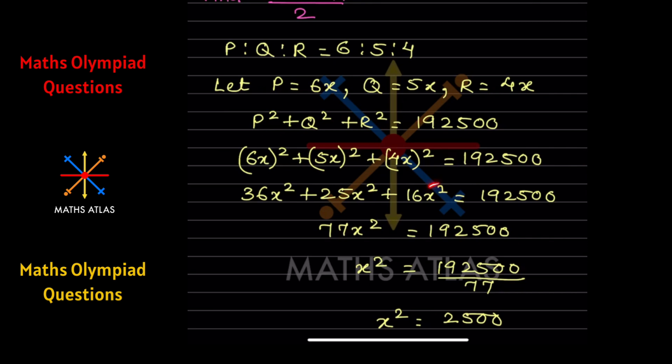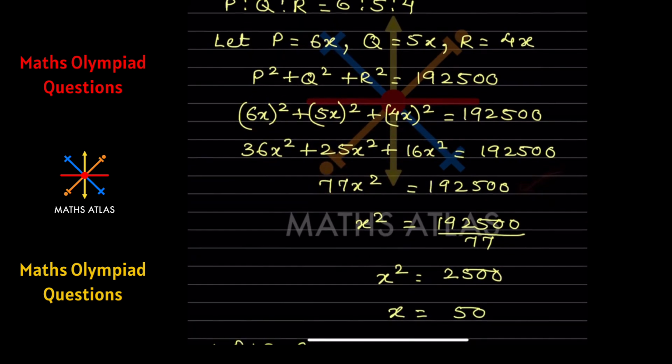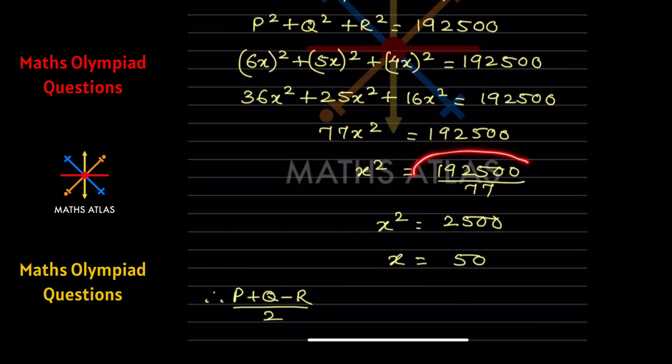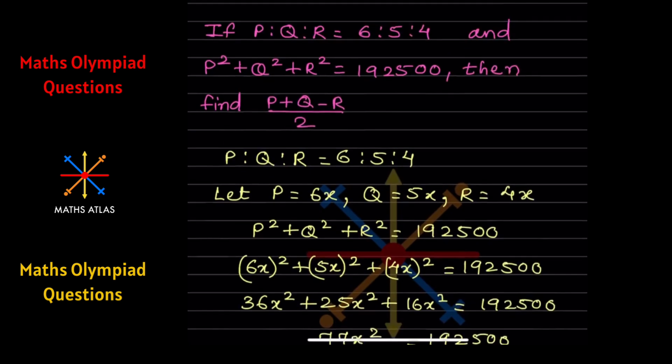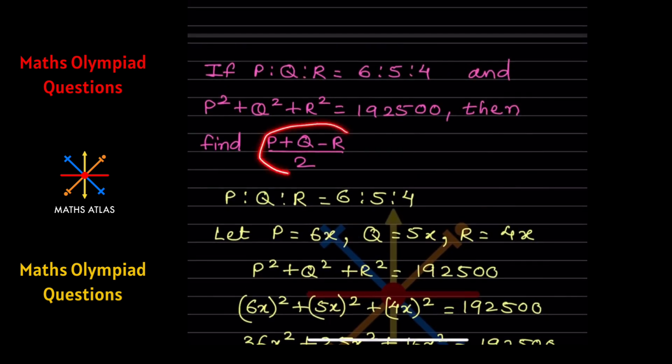Now when you add all this, you get 77x square, that is here. Now we'll find the value of x square. So x square is 192500 divided by 77, since this is multiplication, it is going to get divided. And when you divide this, you get the answer as 2500, that is x square. But we want the value of x. So when we take the square root of both sides, square root of 2500, this 25 is a perfect square, so that is going to be 50.